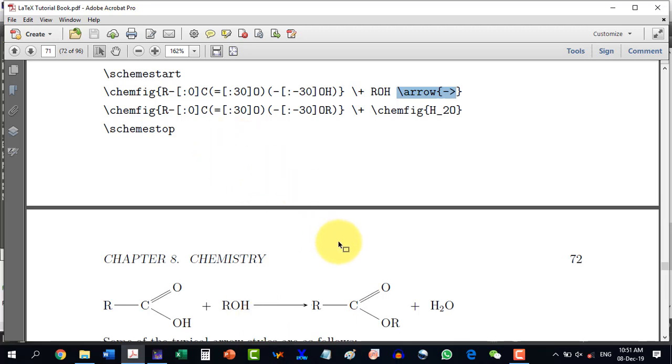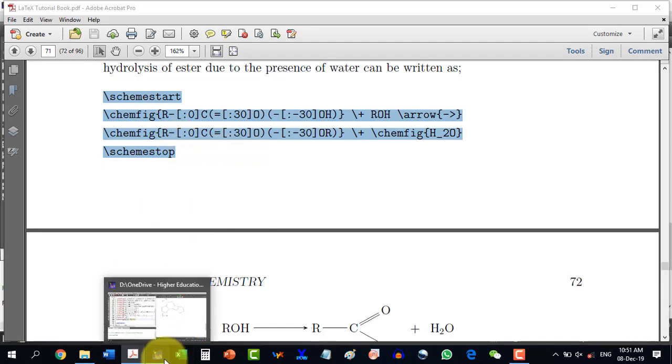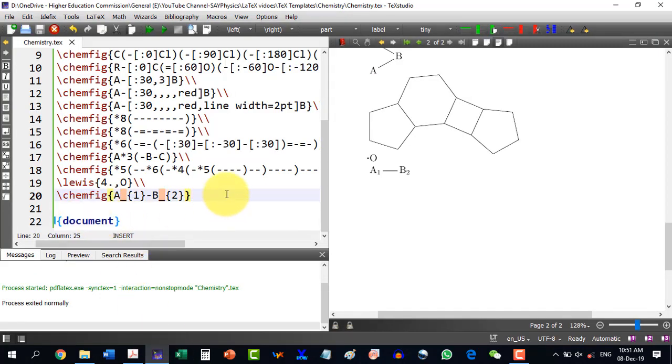And then we have R, which is bonded with C at 0 degree, and double bonded with O at 30 degree, and bonded with OR at minus 30 degree, slash plus, and then chemfig, and I will write H2O. So this H2O I have written with chemfig. It can be written without chemfig as well, but if we write this in chemfig, then it will be much better resolved here. So let me execute this one, copy, and I come here and execute this one.